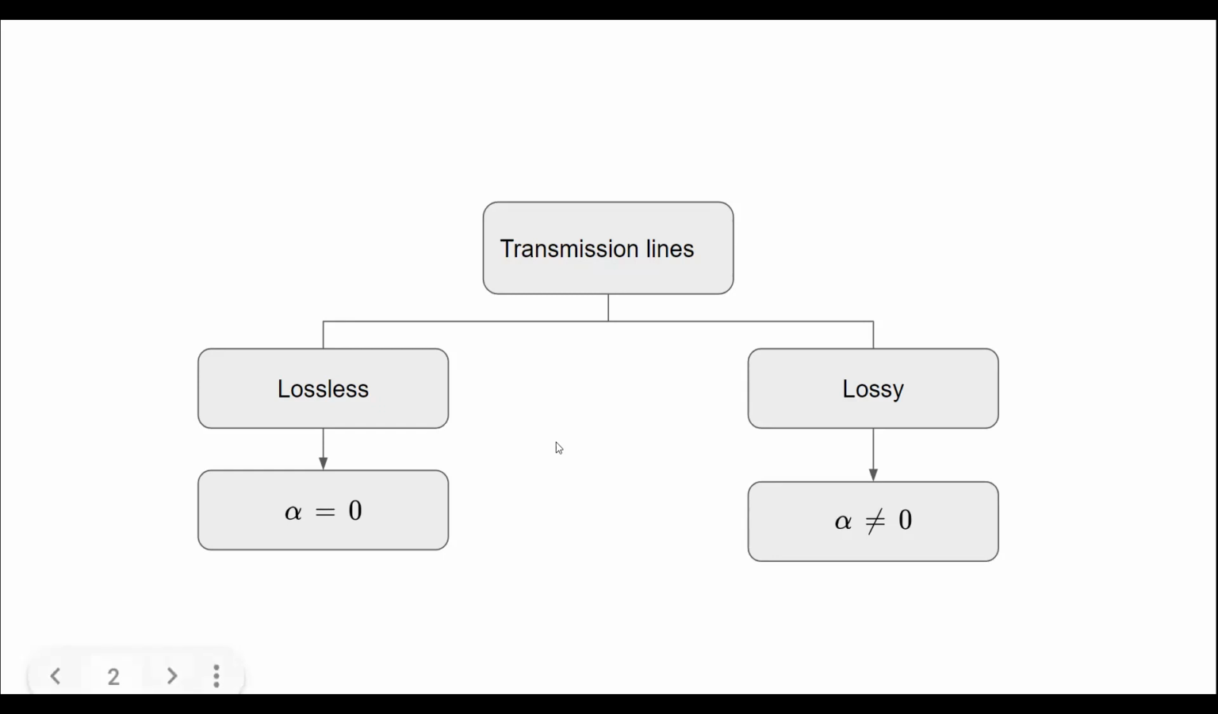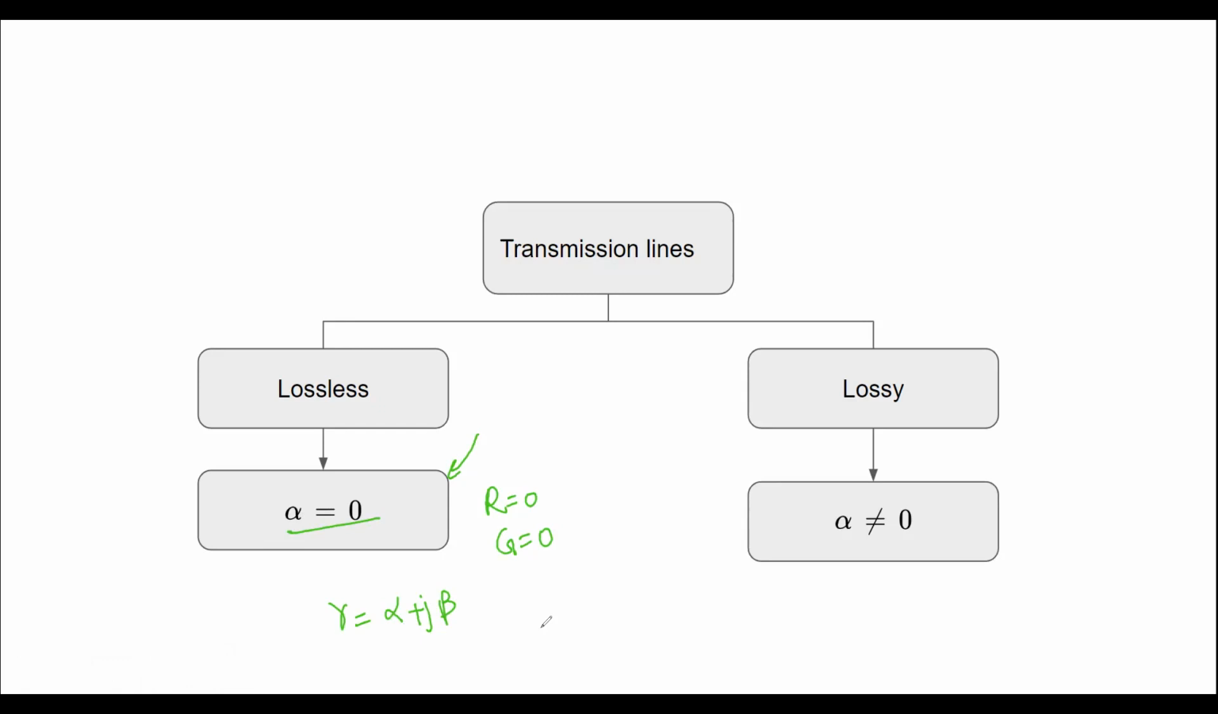So we need to consider the lossless transmission lines and the lossy transmission lines. I mentioned the lossless transmission lines earlier as well. In the lossless case, we have assumed earlier that the resistance is zero and the conductance is zero. Apart from that, the attenuation constant appearing in the propagation constant, alpha plus j beta, alpha will be equal to zero for the lossless transmission line case, right?